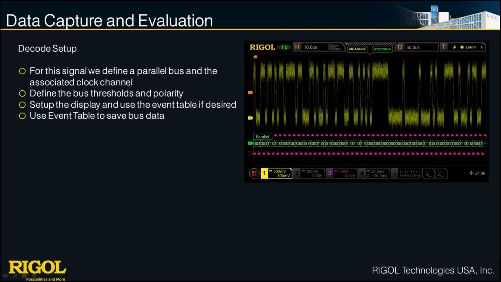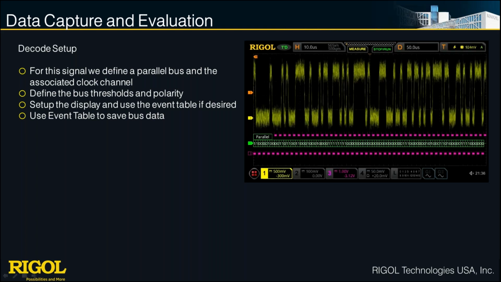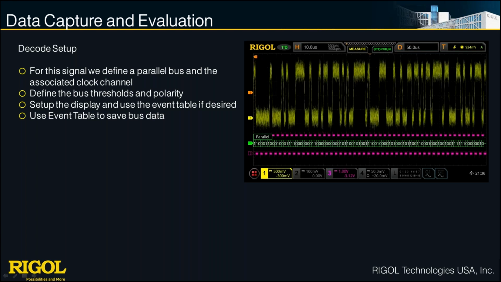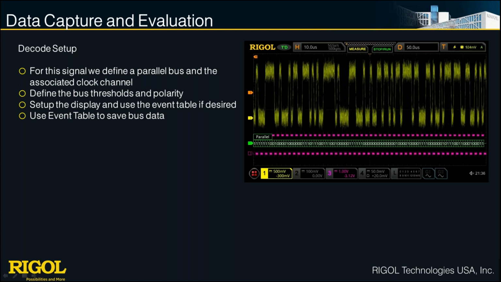All right, so the next thing we want to do is set up our decode. In this case, since we've got one data line and one clock line, I use a fairly basic parallel bus setup with just a one-line bit. So that's all we're really doing. We've got the associated clock channel, and we've set up the clock characteristics and thresholds and the data thresholds as well. We looked at the polarity, and we've set up the display and the event table within the decode bus so that we can show those decoded bits on the screen. We're also able to use that event table to export data, and we'll show that in a minute.